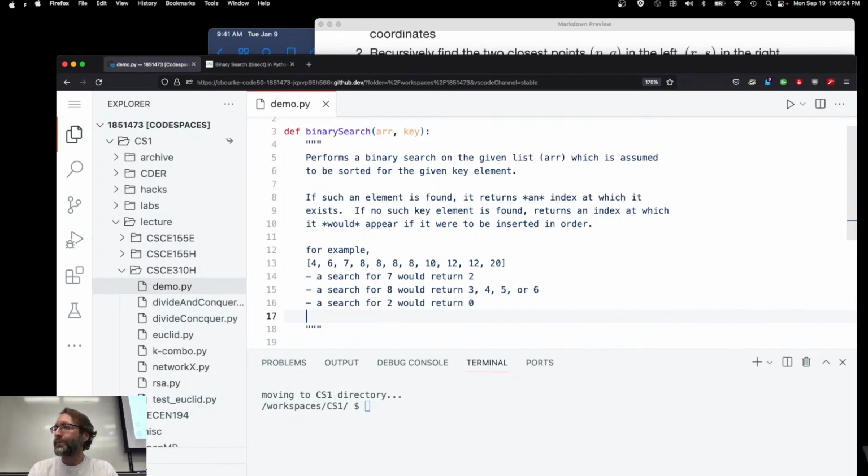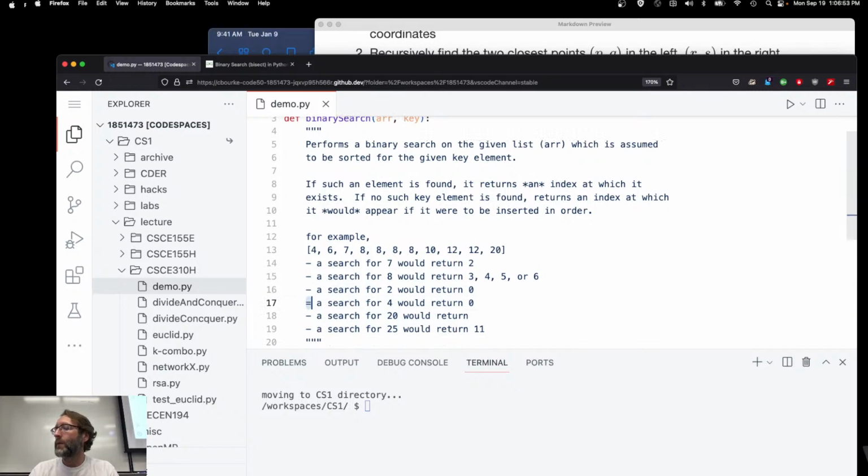A search for, say, 25 would return what? 0, 1, 2, 3, 4, 5, 6, 7, 8, 9, 10, 11. Right? And just to make sure, a search for 4 would also return 0. A search for 20 would return what? Is it 11? No, 10. There we go. Value of documentation, right? It tells you exactly what your expectations are, and if we wanted to, we could unit test this and make sure that it actually works.